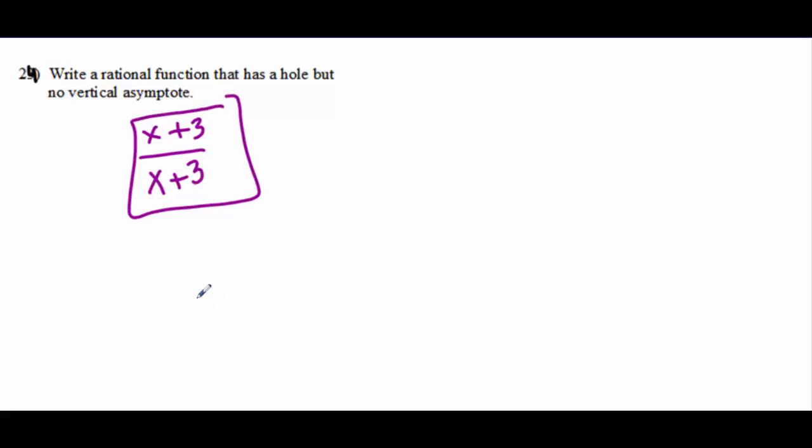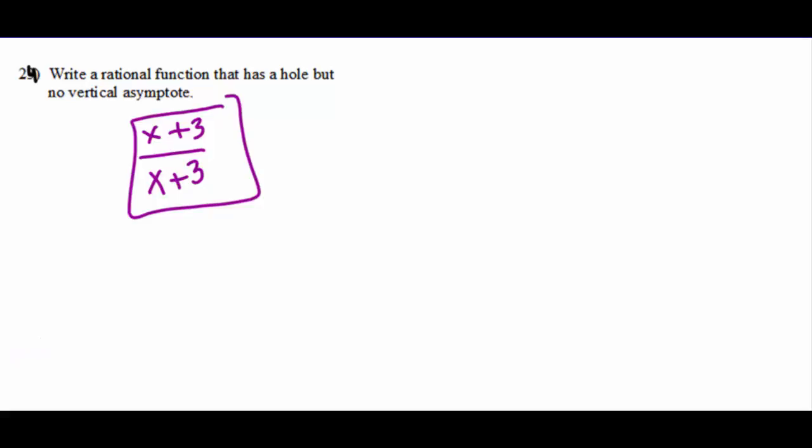24, write a rational function that has a hole but no vertical asymptotes. So in order for something to have a hole, it has to have factors that cancel out. In order for it to have a vertical asymptote, it would have to have something else on the bottom also. And so I can just actually leave it like this. As long as I have two things that would cancel, then I'm good to go. If I include any other x on the bottom of this, then I would be wrong, because anything else with an x on the bottom of this is going to make me have a vertical asymptote.